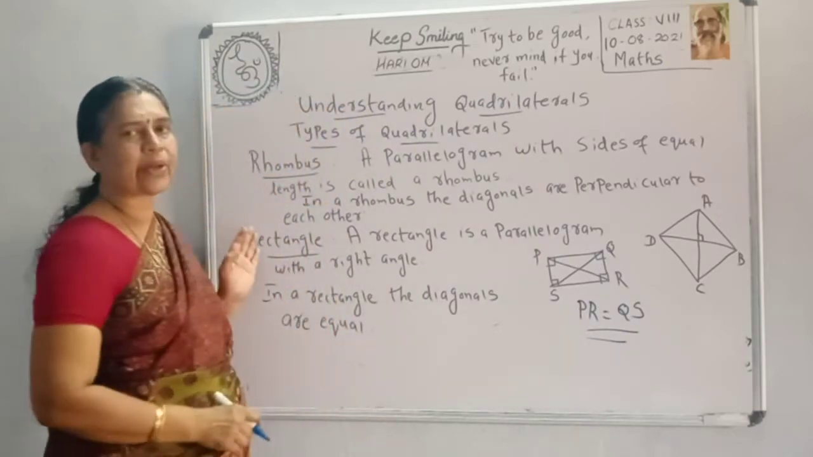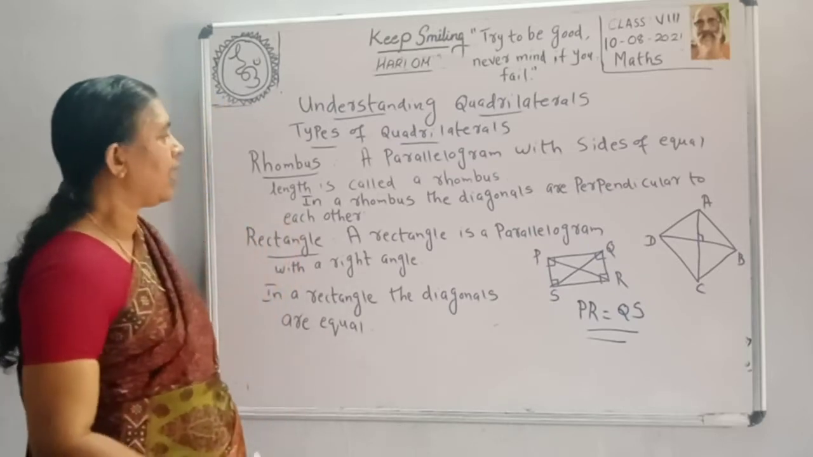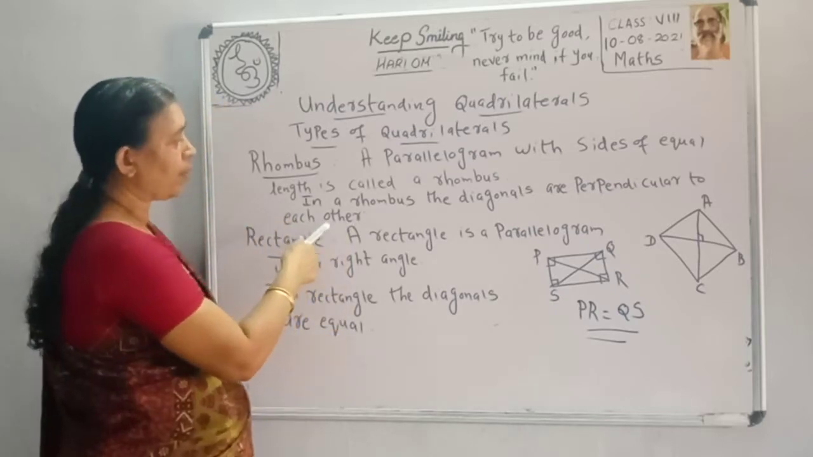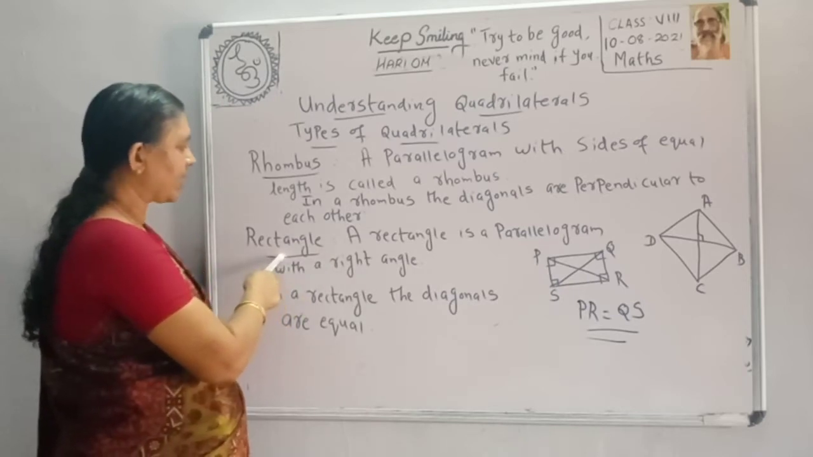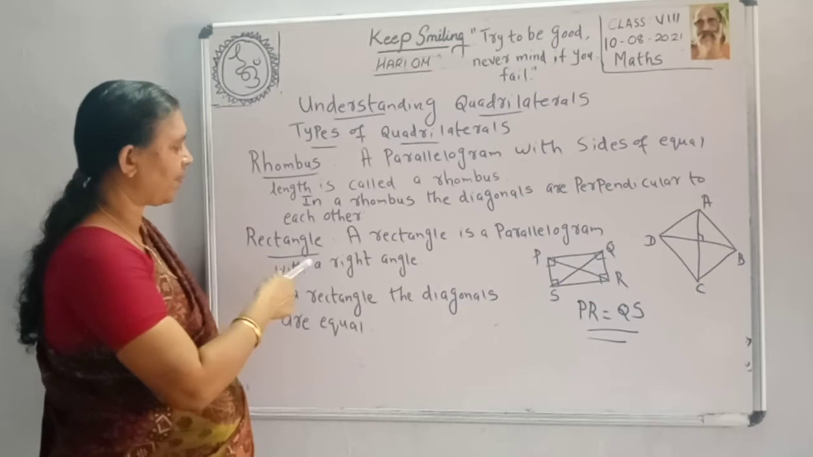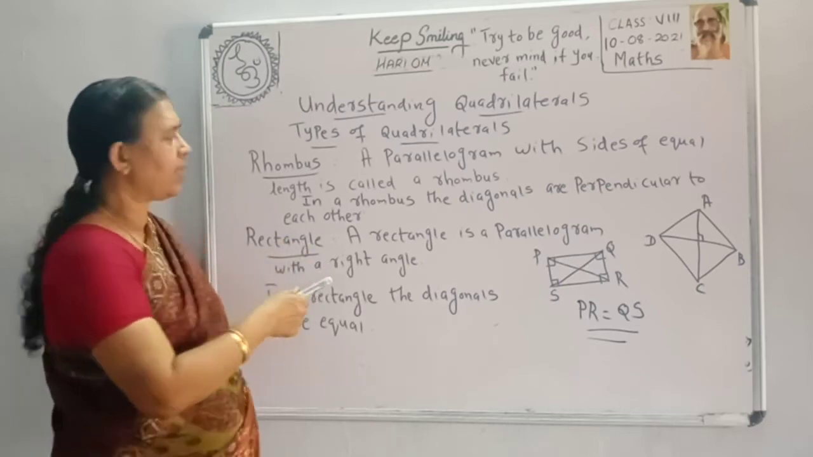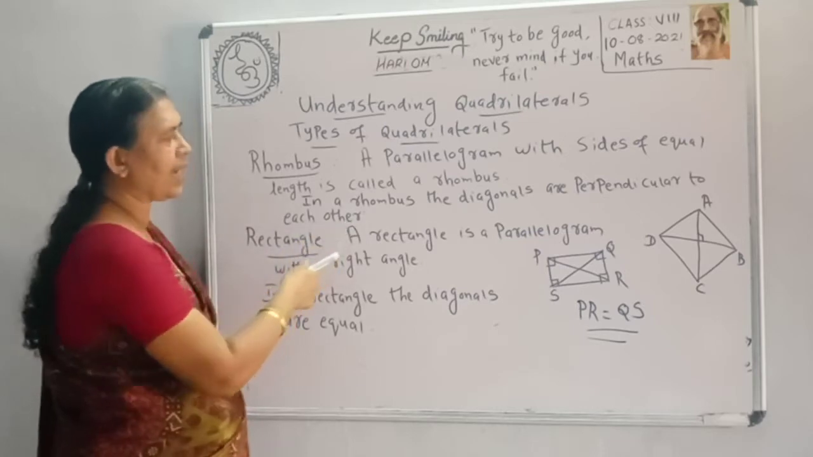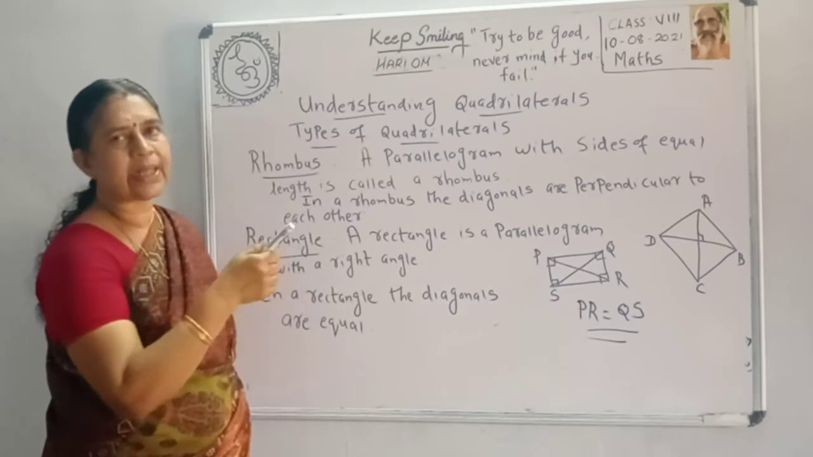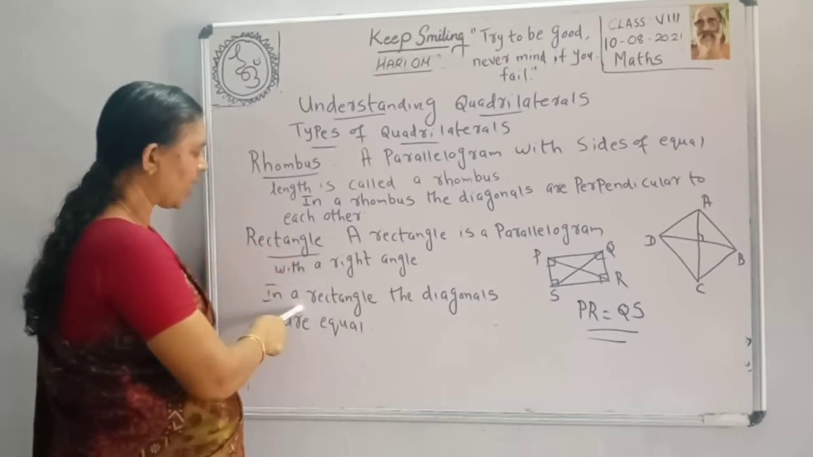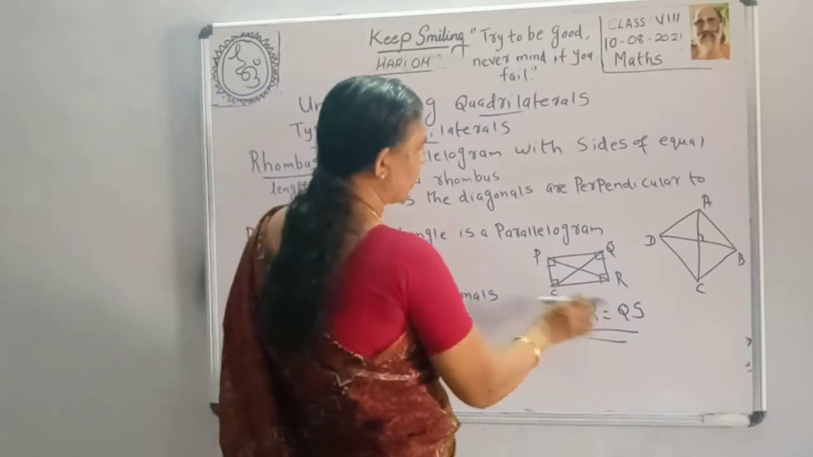So what is a rhombus? Rhombus is a parallelogram with the sides of equal length, and in a rhombus the diagonals are perpendicular to each other. Then what is a rectangle? A rectangle is a parallelogram with a right angle. The rhombus and rectangle both are parallelograms with a special property. In a rhombus, the diagonals are perpendicular to each other, and in a rectangle, all the angles are right angle and the diagonals are equal. That is, here PR is equal to QS. Okay.